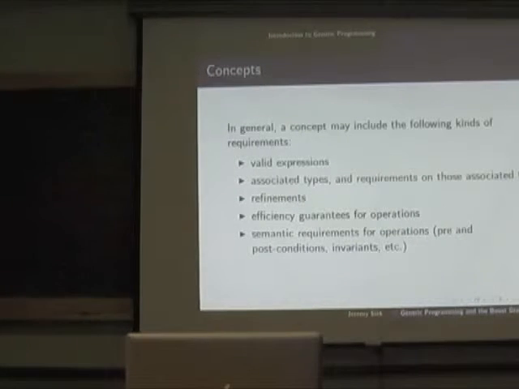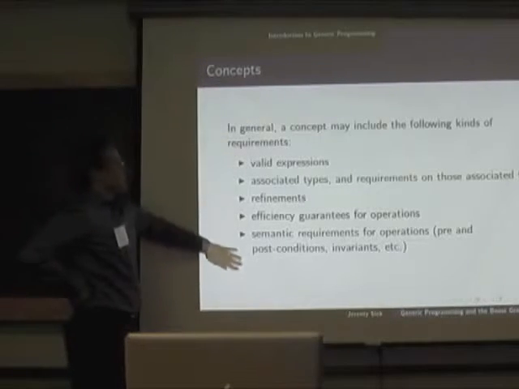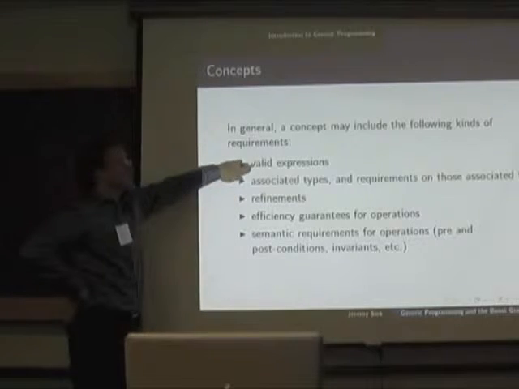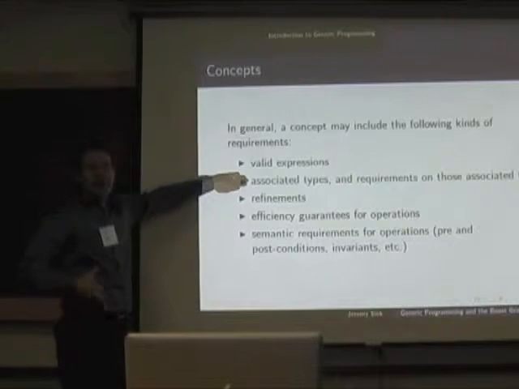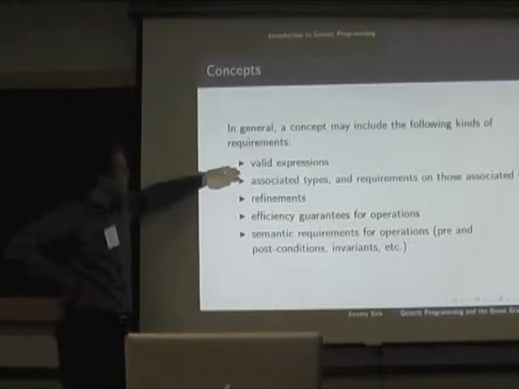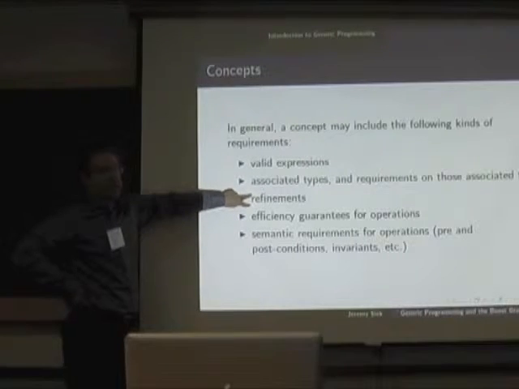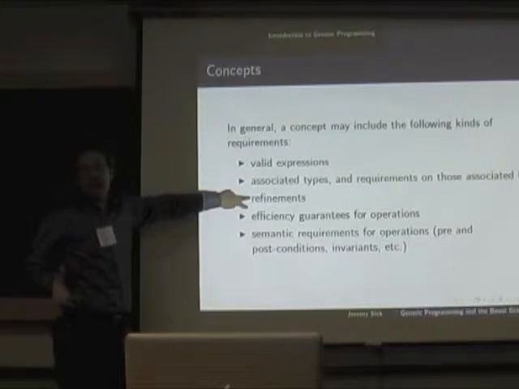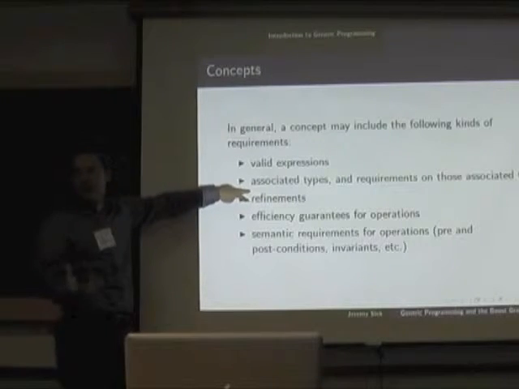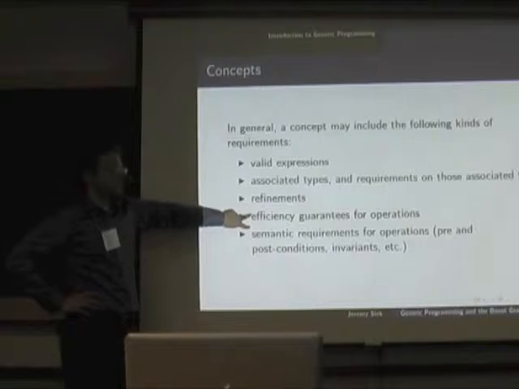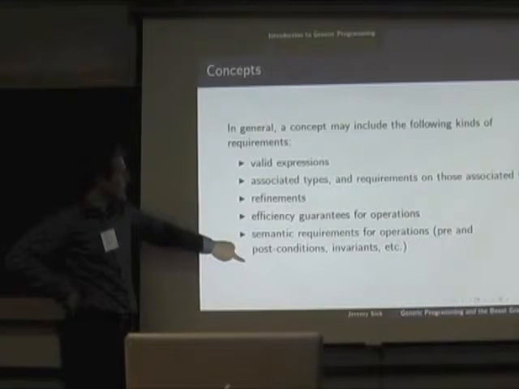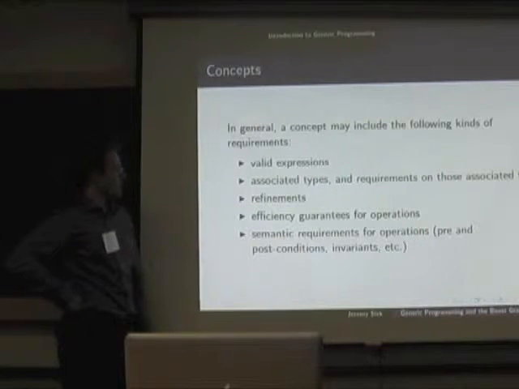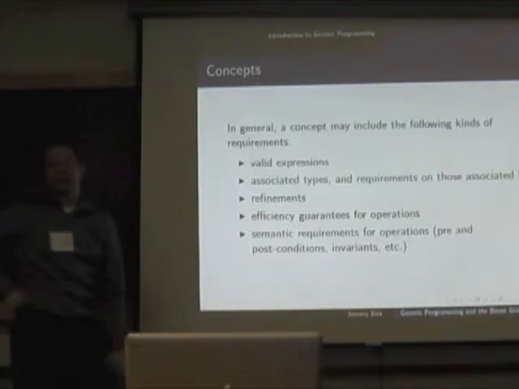All right, so in general, these are the kind of requirements that you can have in a concept. Valid expressions say what kind of operations you want to require. Associated types is where you declare that an iterator has a value type or a difference type. You can use refinements, this is where the inheritance comes in. You can say bidirectional iterator is a forward iterator, and pull in all those requirements. Then the efficiency guarantees for the operations, like plus plus is constant time, dereference is constant time. And then the semantic requirements, things like pre and post conditions or invariants.